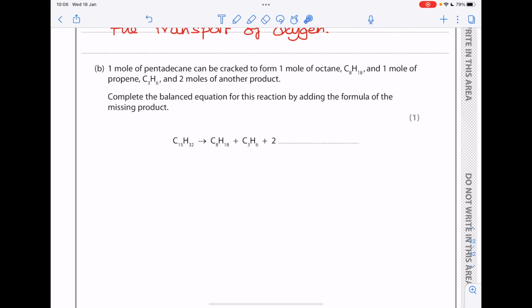So we actually need to add up how many carbons we've got. We've got 8 plus 3, which is 11. Therefore left over is 4, but we've got this big 2 there, which is why we actually only need 2 carbons. Let's work it out now for hydrogen. We've got 18 plus 6, which is 24. The difference between 32 and 24 is 8. Again, we've got that big 2, so that's why it's C2H4.